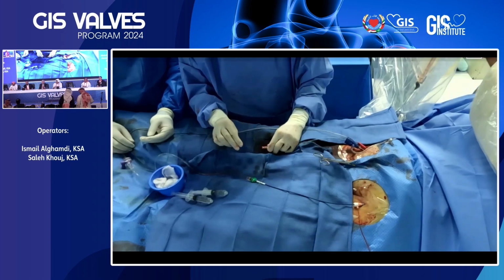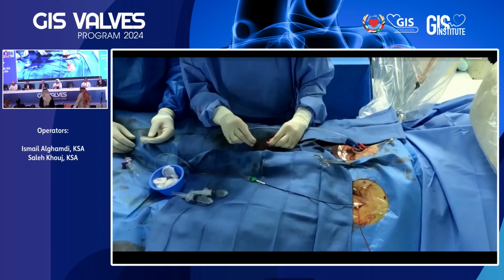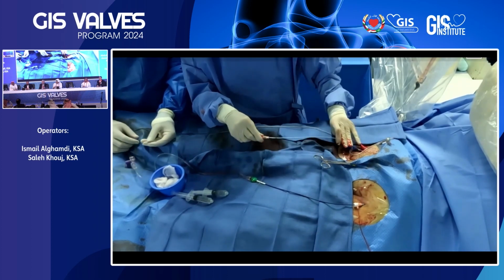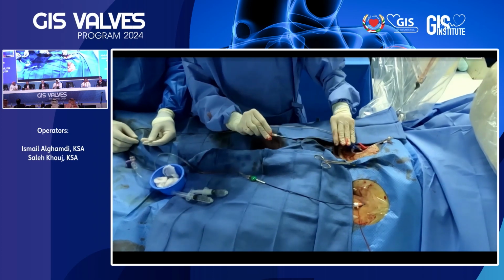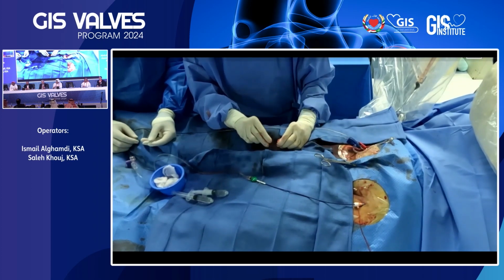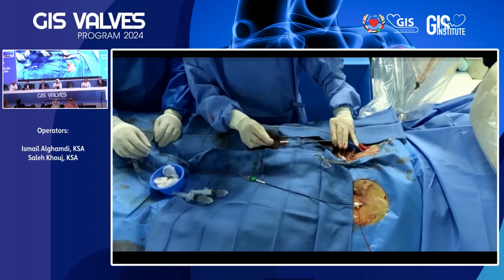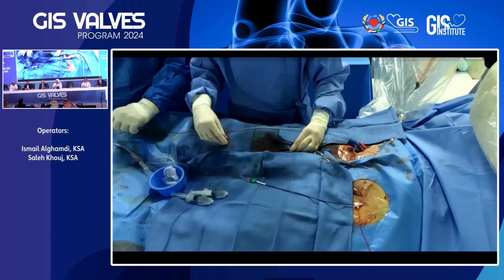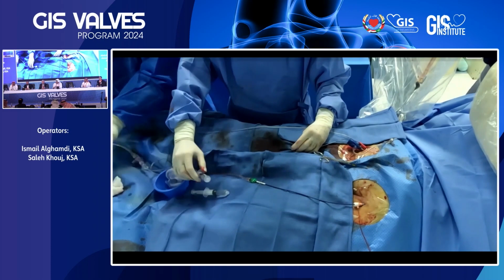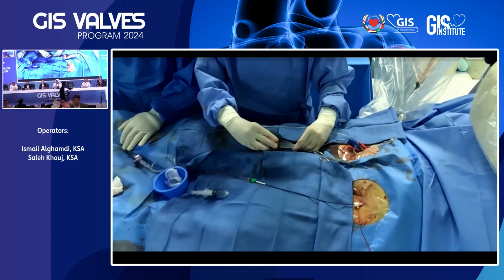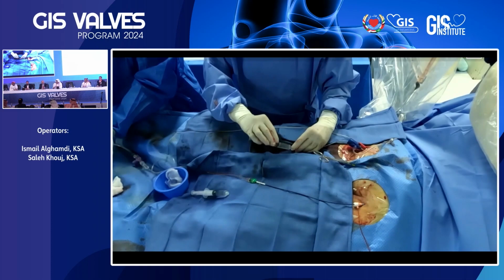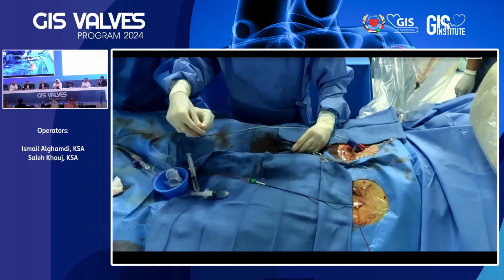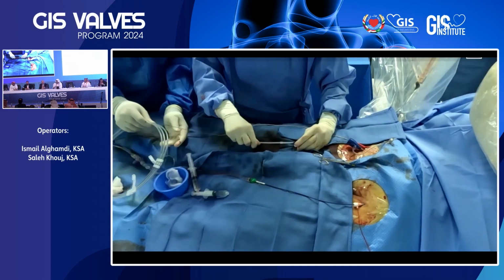And low flow, again, by definition, has nothing to do with the ejection fraction per se. The definition of low flow has to do with the stroke volume index, which is less than 35 milliliters per meter square. And this patient's stroke volume index, I think, was 27. So here we're dealing with a patient with low flow, low gradient, severe aortic stenosis. Now, when we come to the ejection fraction, you could have a low ejection fraction, or a normal ejection fraction of more than 50%. This patient has a normal ejection fraction.